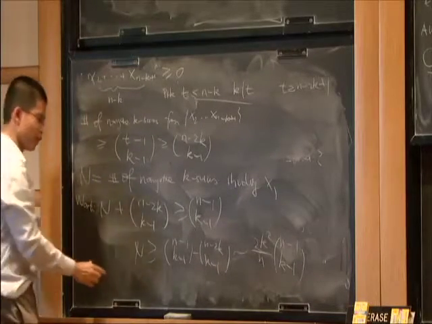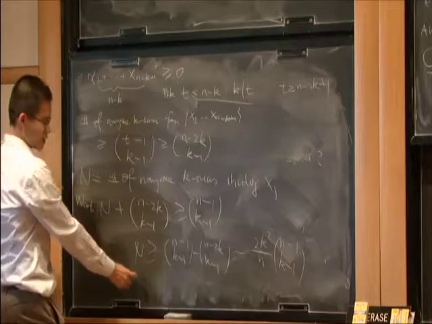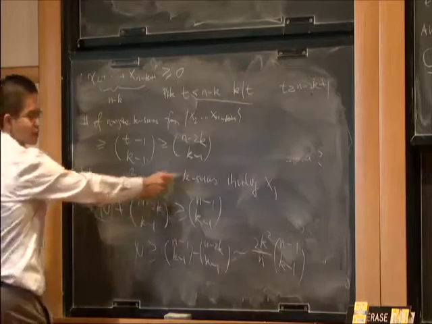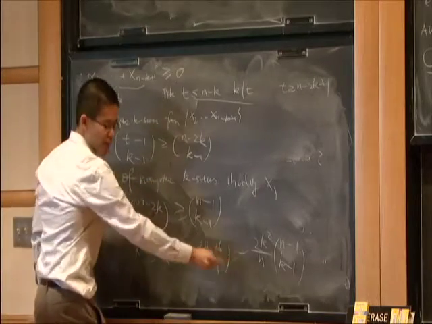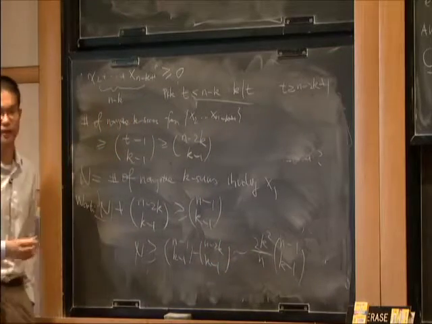So, for example, if we can show that there are at least, I don't know, 1/2 times n minus 1 choose k minus 1 non-negative k sums using S1, then we'll immediately get that this conjecture is true for a quadratic range of n, and so on.